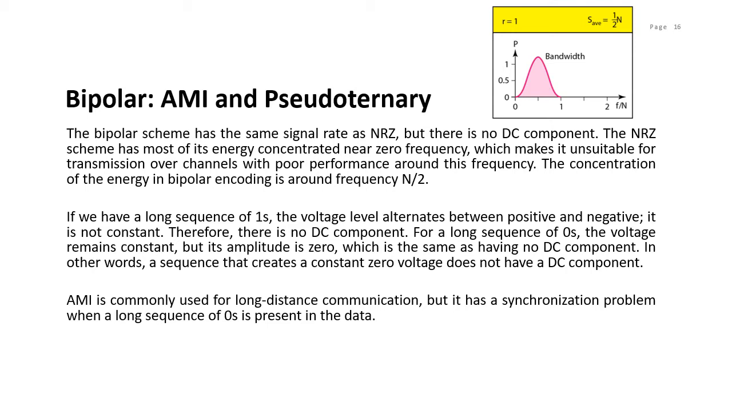AMI is commonly used for long distance communication, but it has a synchronization problem when a long sequence of zeros is present in the data. Later, you'll see how scrambling techniques can solve this problem.